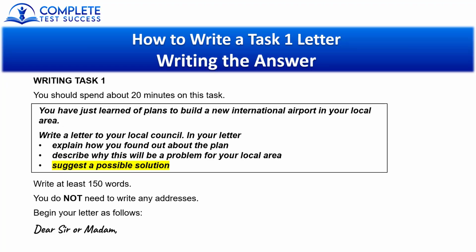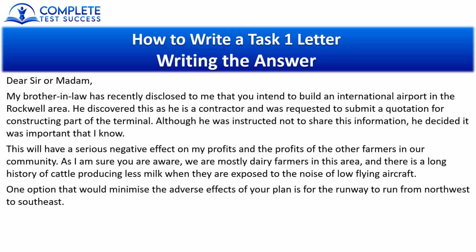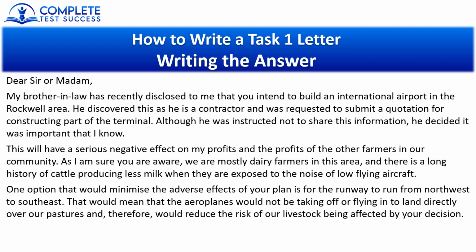And that brings us to the final prompt. Suggest a possible solution. One option that would minimize the adverse effects of your plan is for the runway to run from northwest to southeast. That would mean that the airplanes would not be taking off or flying into land directly over our pastures, and therefore would reduce the risk of our livestock being affected by your decision.